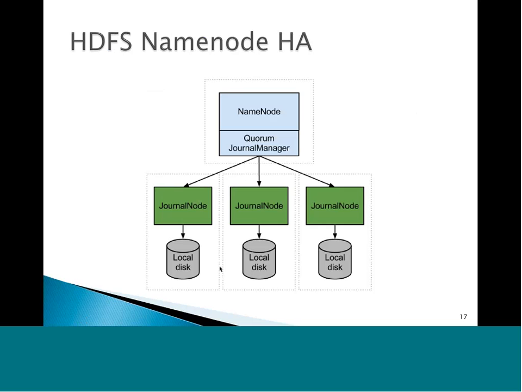Okay, and the architecture will look like this. The journal nodes will maintain the edit logs on the local disks, and these journal nodes also will be responsible for pushing the edit logs to the passive or standby name nodes, and it will be applied in real time, so that if the name node goes down, it can automatically fail over to the passive name node and make it active, and it can continue with minimum impact on the cluster.